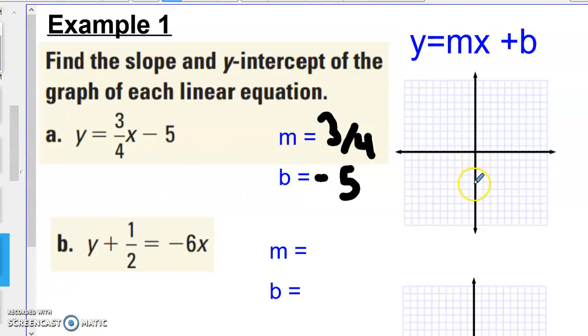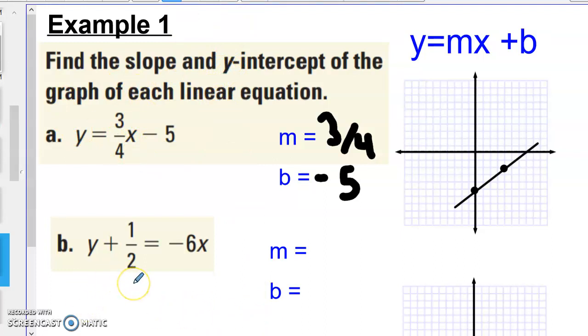1, 2, 3, 4, 5. And then it has a slope of 3/4. That means I go up 3, 1, 2, 3, and over 4. 1, 2, 3, 4. Now, I could do this again to make my line a little bit straighter, but really all I need is 2 points to draw a line, so I can just draw a line through those 2 points, and that would be my graph of this equation that's in slope-intercept form.